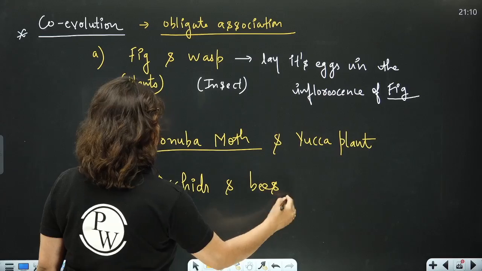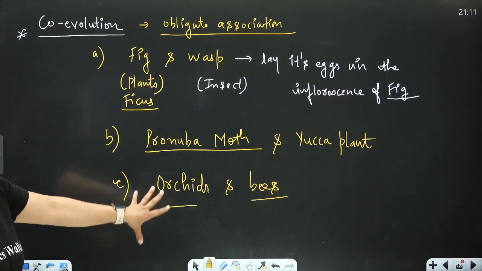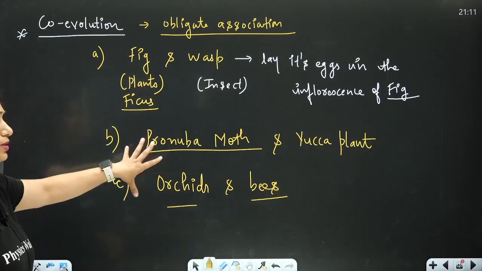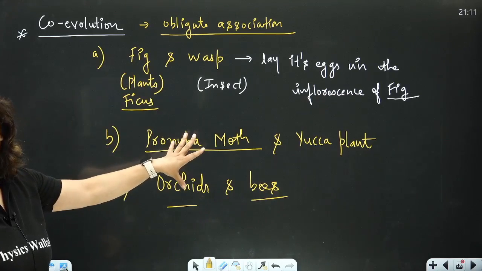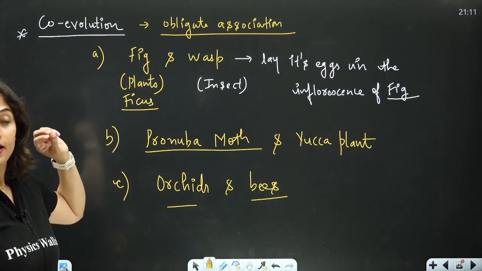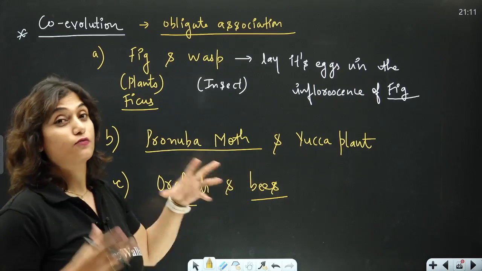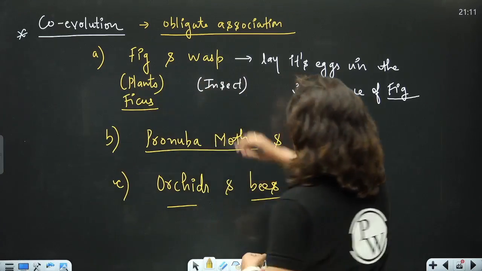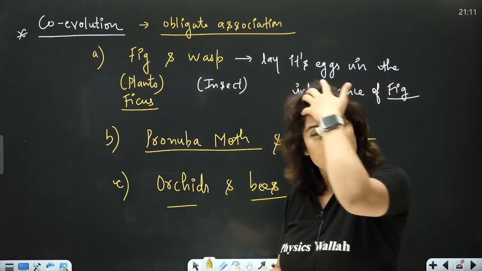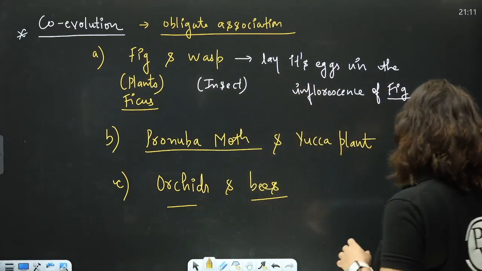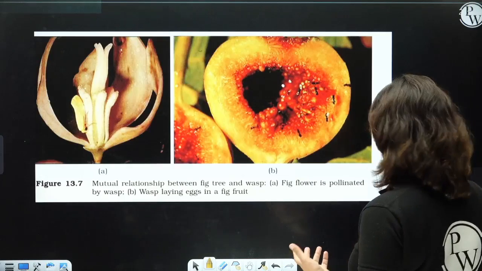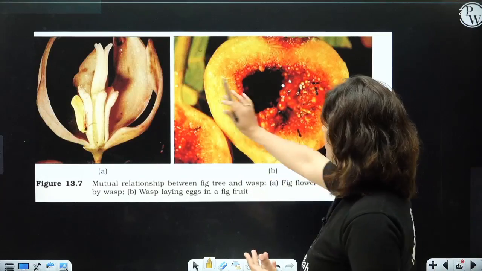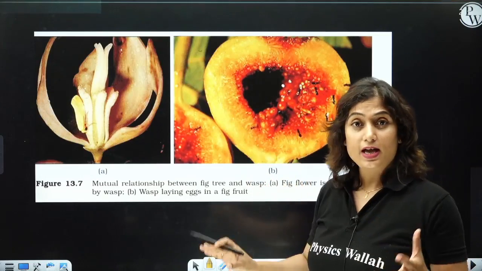So these are some examples of co-evolution, where the evolution of both organisms has happened together and they are very closely associated with each other. These are important examples; they come directly in the question paper. Then here is another example. See, this is fig and wasp. This is the diagram of fig and wasp.